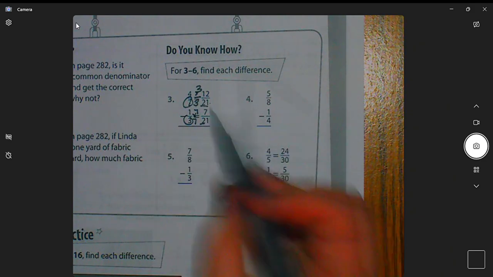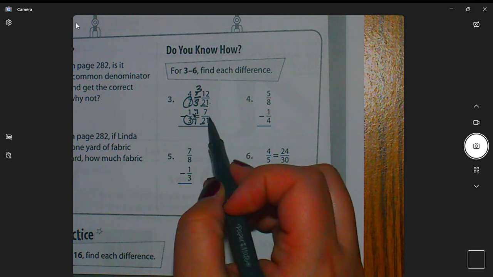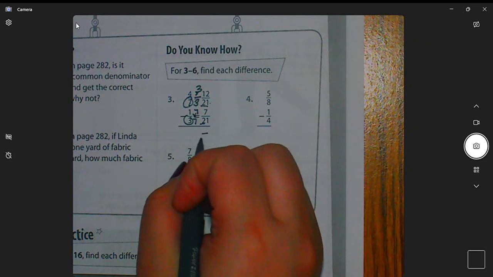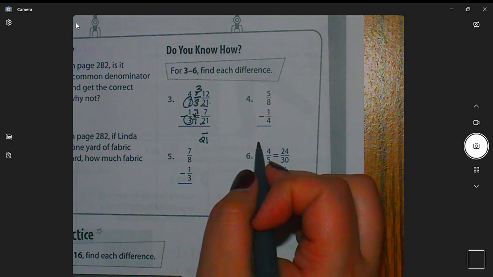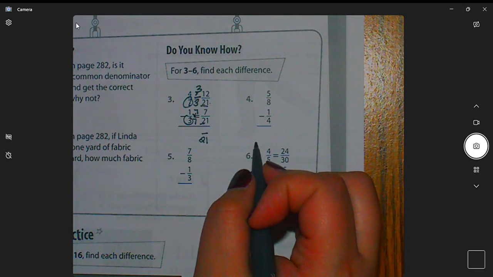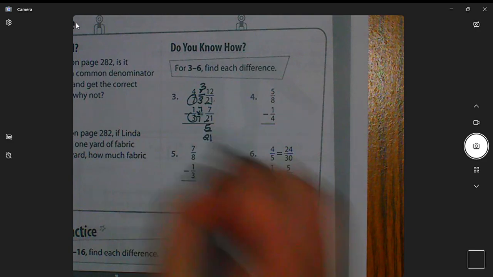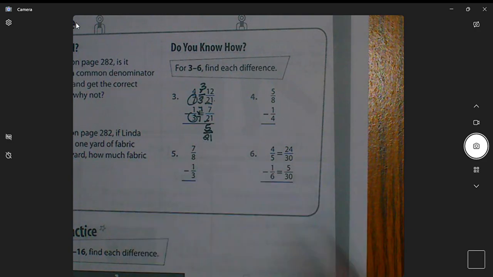So now that I know 12 21sts minus 7 21sts, I can subtract that. My denominator doesn't change because it's just telling me how many pieces out of the whole are being used. 12 minus 7. What is 12 take away 7? Right, it's 5. So my difference is 5 21sts.